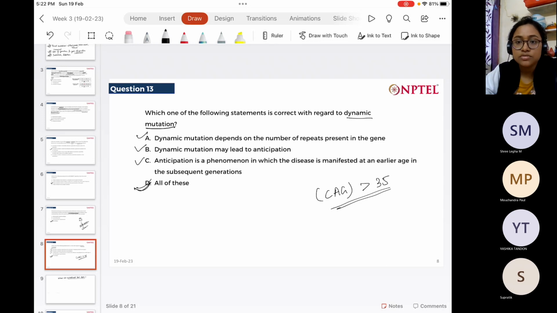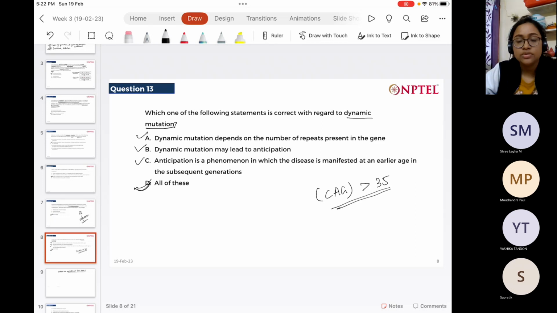Is this clear to both of you, Yashika and Shri? I think it will be clear. If you have any doubt, yeah, great. If you have any doubt till now in the previous questions, do let me know.